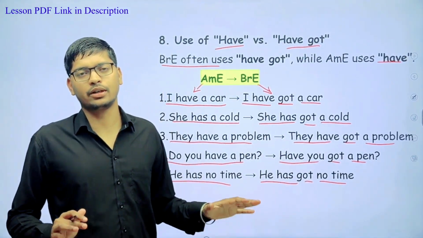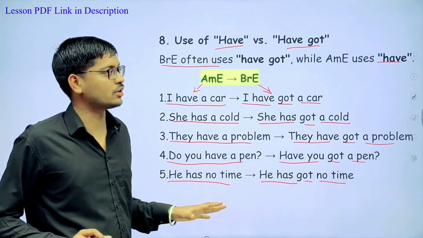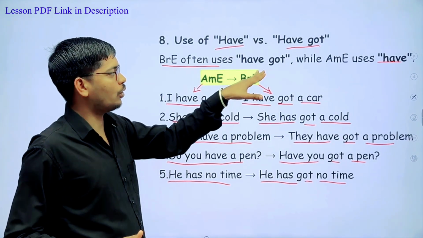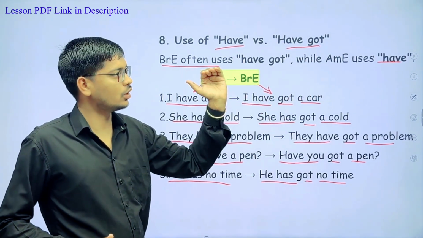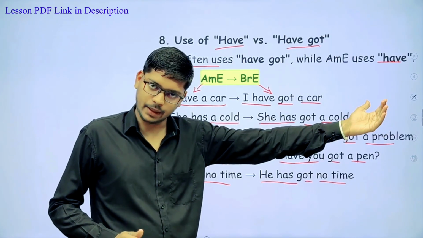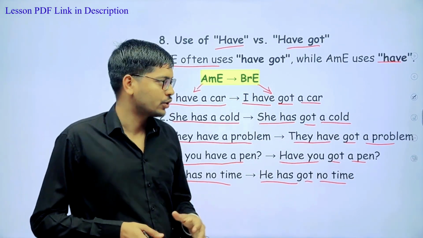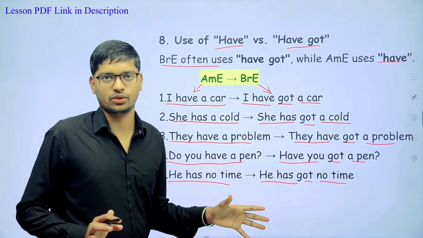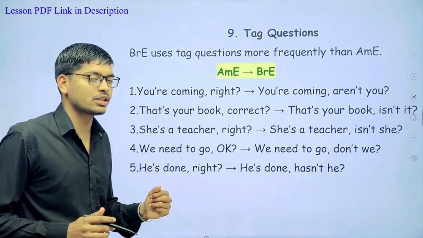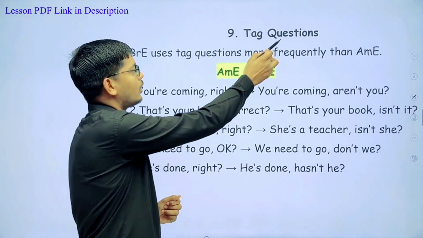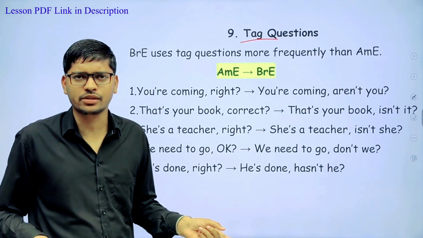Okay, so guys, you understand, this difference is also very simple. The only difference is have or have got. Have is used in American English, but have got in British English. Okay, so let's see our next difference. Here our next difference is related to tag questions. You know tag questions.